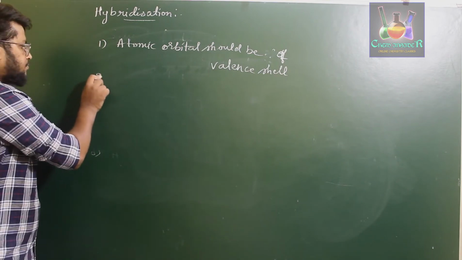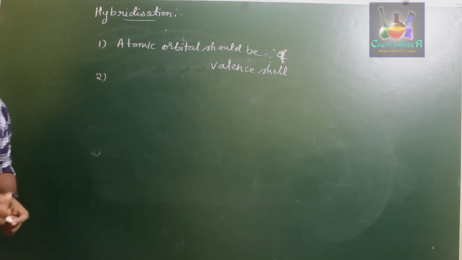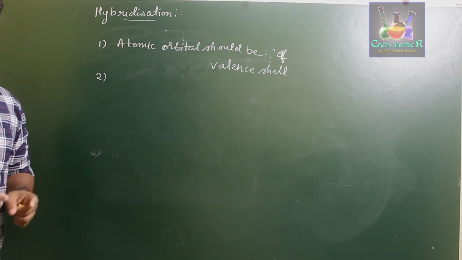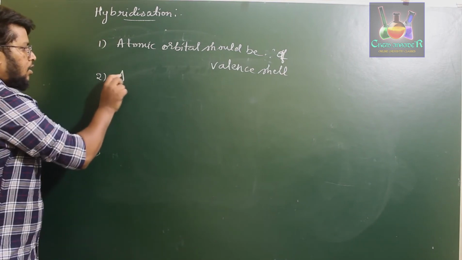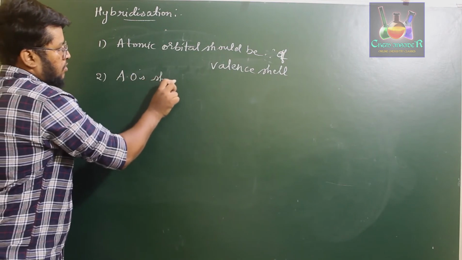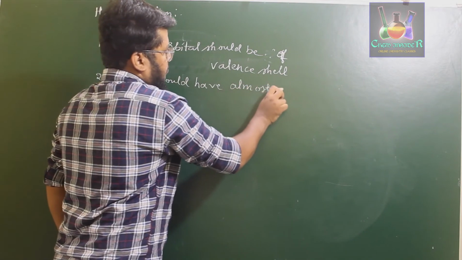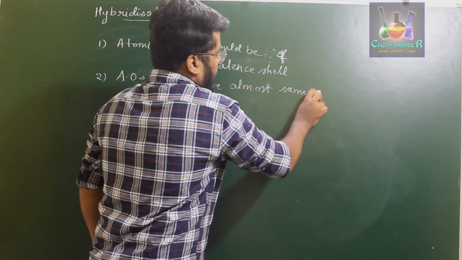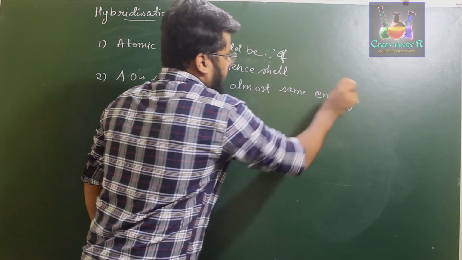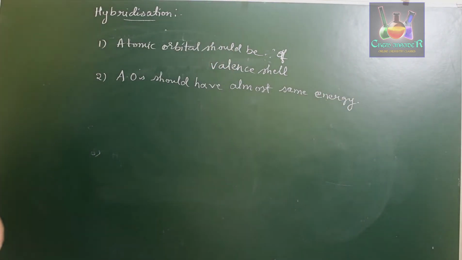The second point is, the atomic orbitals which are being hybridized should have almost the same energy, that is almost equal energy, in order to get hybridized. For the atomic orbitals to get hybridized, they should have almost the same energy to undergo hybridization. Next is the third point. There is no requirement for electrons to be promoted to their excited state.